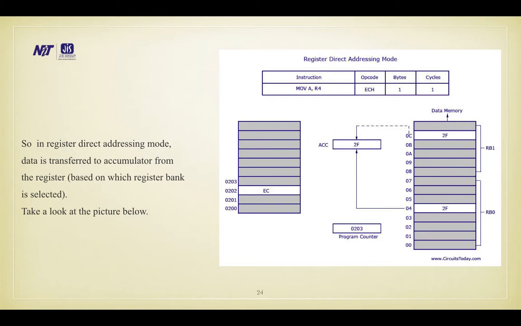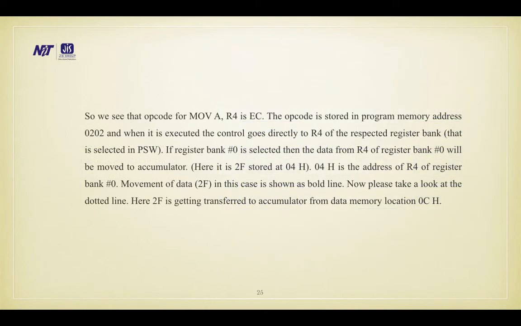Initially the program counter was in RB0. After this operation it increments by 1, as it is 1 byte. So after this execution the program counter address will be 0203. After execution the data will go to the accumulator, and from the accumulator it will be transferred to the register R4. So we see that the opcode for MOV A, R4 is executed.